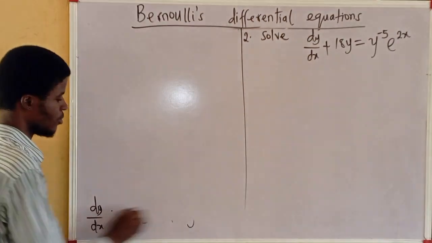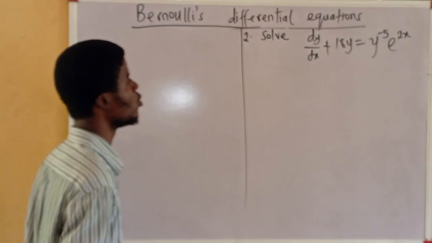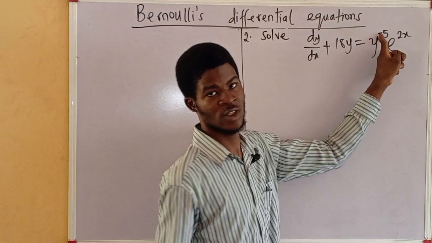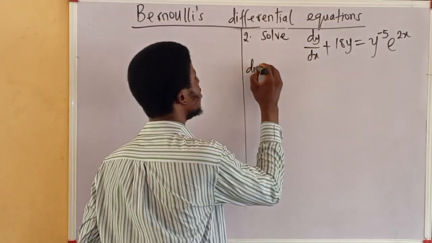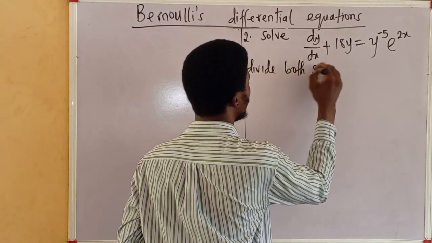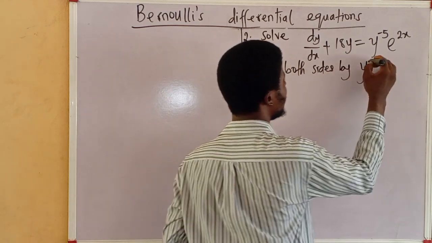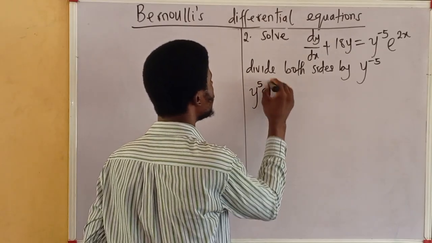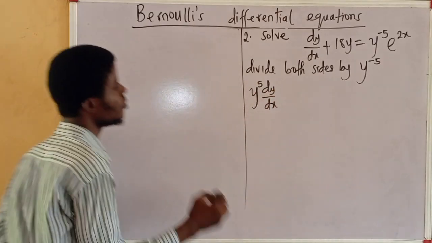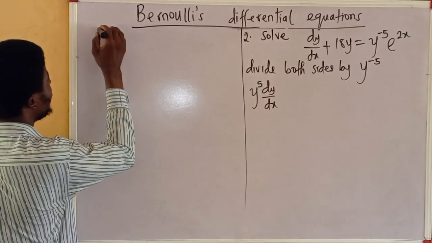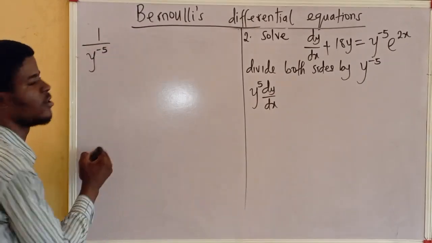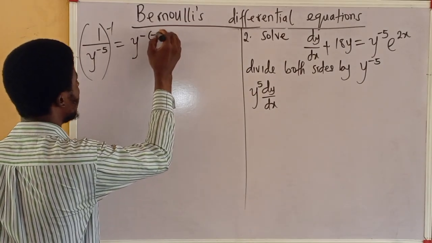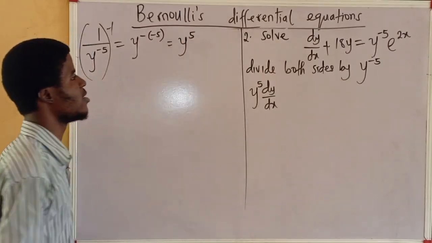Alright. So all we have to do is to first of all divide both sides by y to the power of minus 5. And so if you do that, you are going to obtain y to the 5th dy/dx. Take note. If I have 1 over y to the power of minus 5, the inverse is actually y to the power of minus 5, which is y to the power of 5. That's how this is gotten.